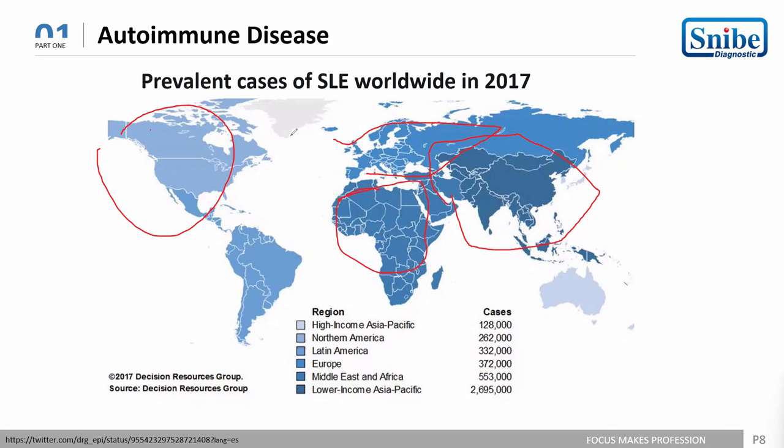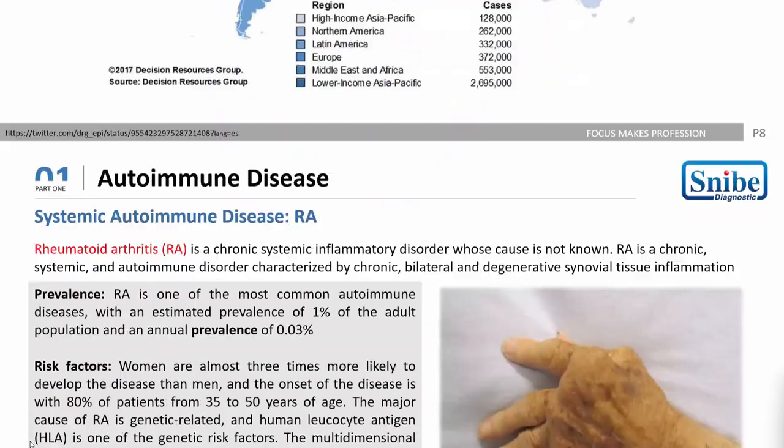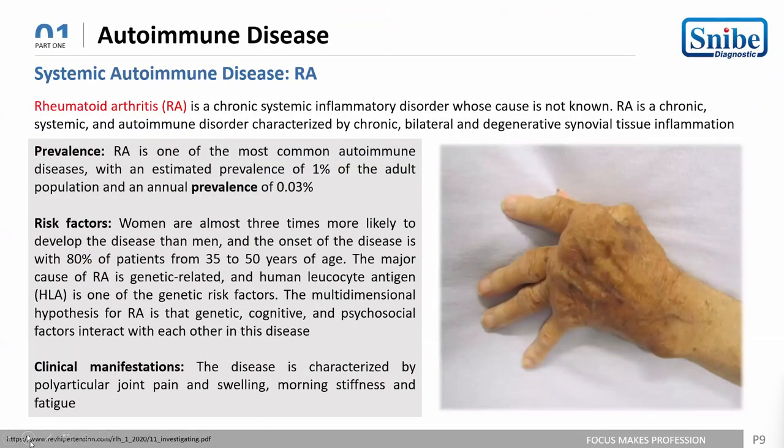If we want to see more about other autoimmune diseases, another example is rheumatoid arthritis, where joint inflammation and degenerative inflammation of the synovial tissue lead to the disease. Inflammation of the joints is the common name.